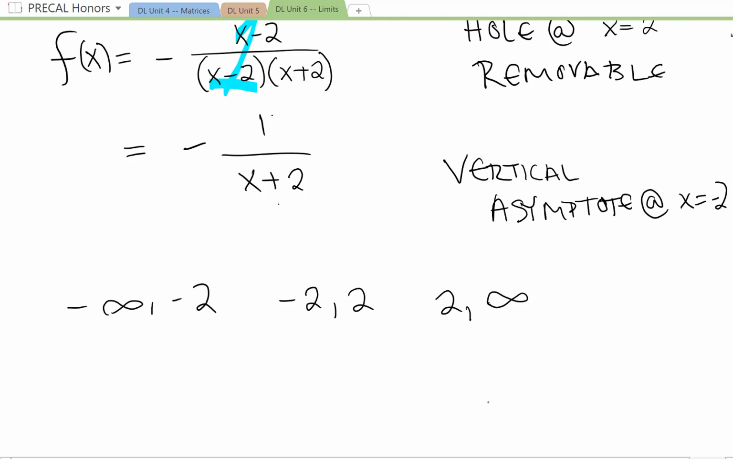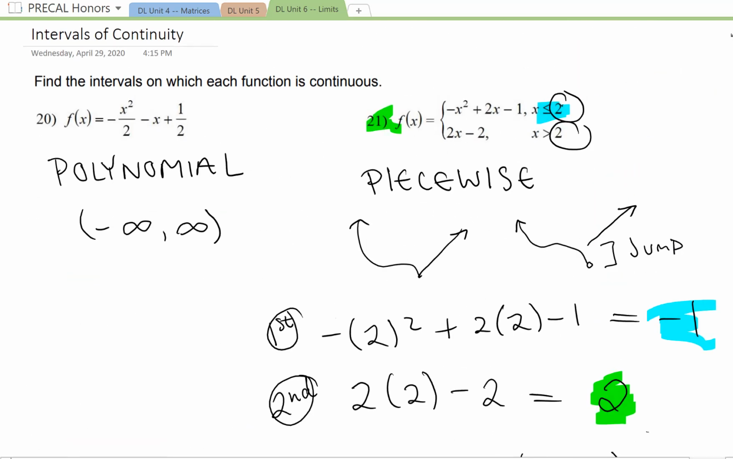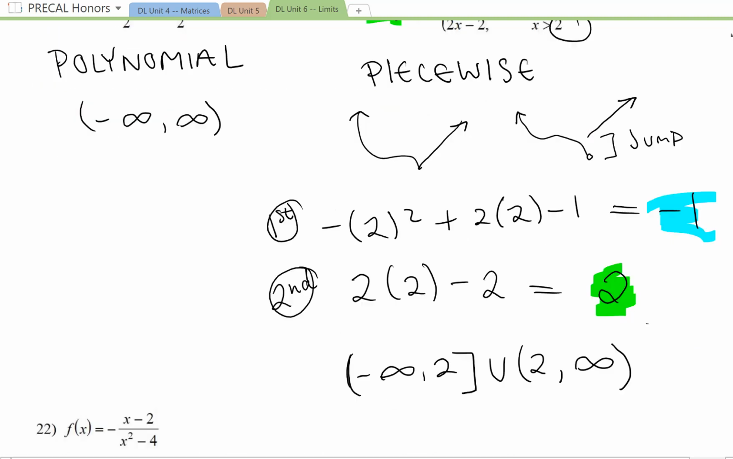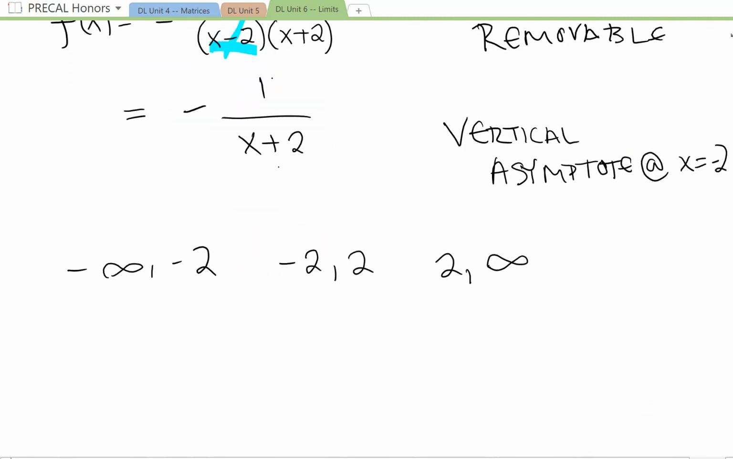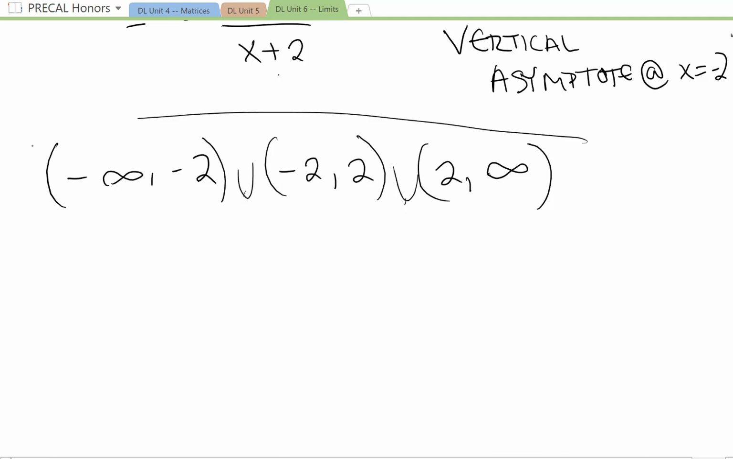If you're confused on parentheses or brackets, it's always parentheses unless it includes the actual number. Holes, asymptotes, those do not include the actual number. Okay, so the only time it included it was for this piecewise function when it actually told us that in the inequality symbol. So my intervals for continuity are here. You can put commas or you can put U's in between.